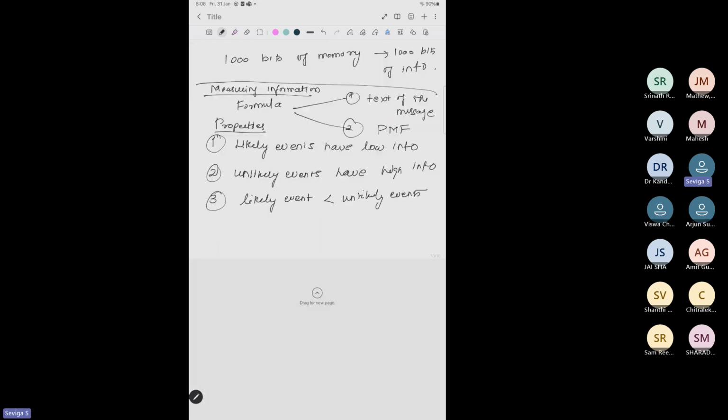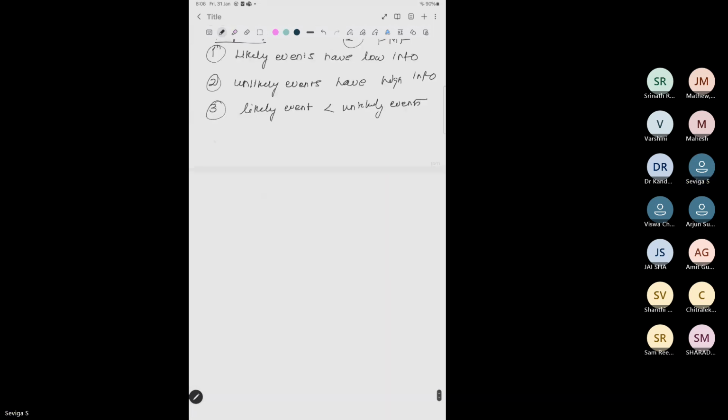The fourth is that if unrelated events are there, the total information is the sum of the individual information values. So you have two unrelated events. The total information is nothing but the sum of individual information values.